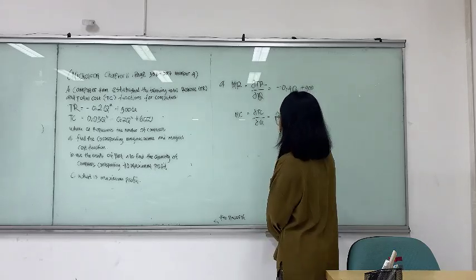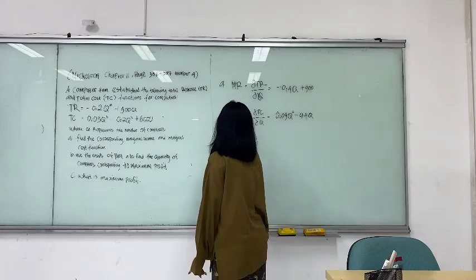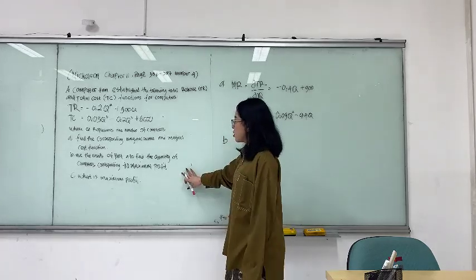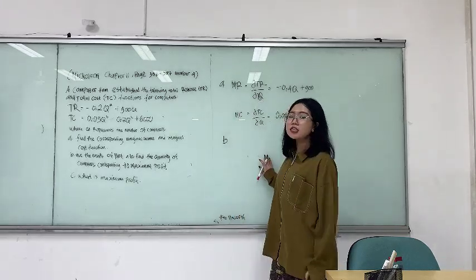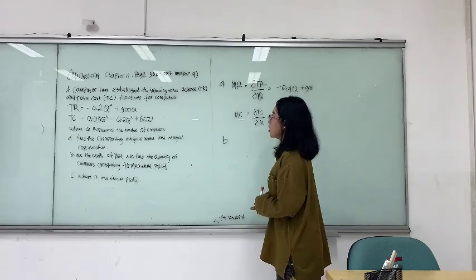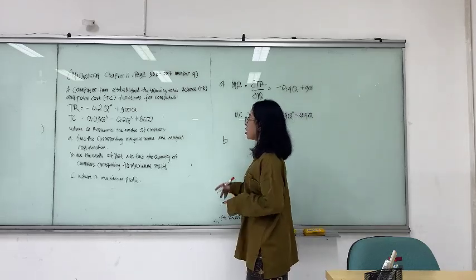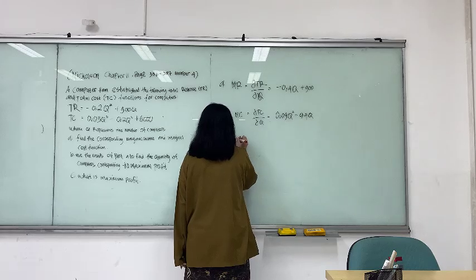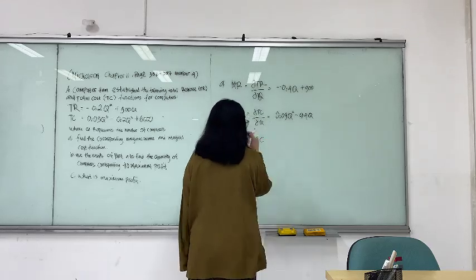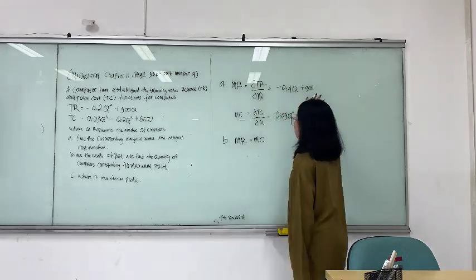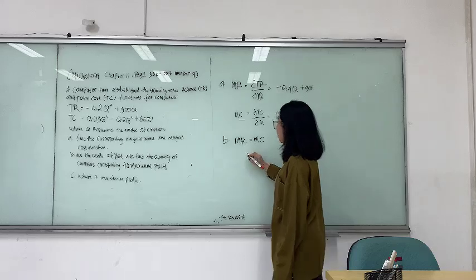So this is the result for the first question: marginal revenue and marginal cost. The second question is to find the quantity of computers corresponding to maximum profit. The quantity is where marginal revenue equals marginal cost, so MR equals MC. Because we have already found the derivatives for marginal revenue and marginal cost, we put them in here.